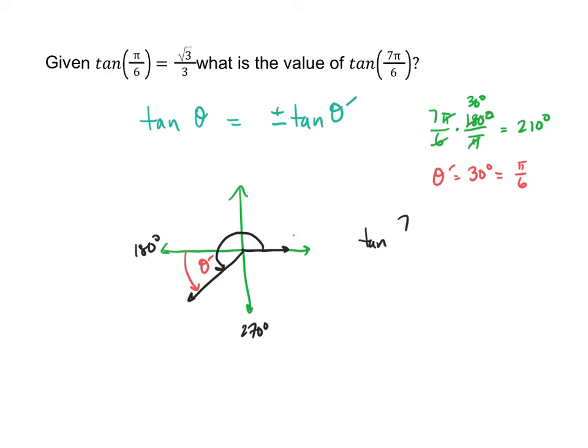So I know the tangent of 7 pi over 6 will be the same as the tangent of pi over 6. I just have to figure out if it's negative or positive. But in quadrant 3, remember, all sine, tangent, cosine. In quadrant 3, tangent is positive. So the tangent of 7 pi over 6 is just equal to the positive of its reference angle. So that's just going to be positive radical 3 over 3. So it has the same value. Now if it was in quadrant 2 or 4, it would be negative.